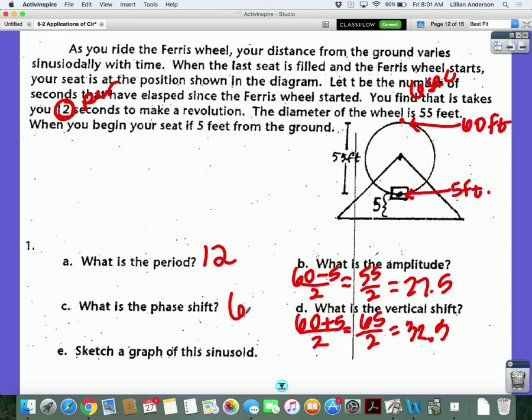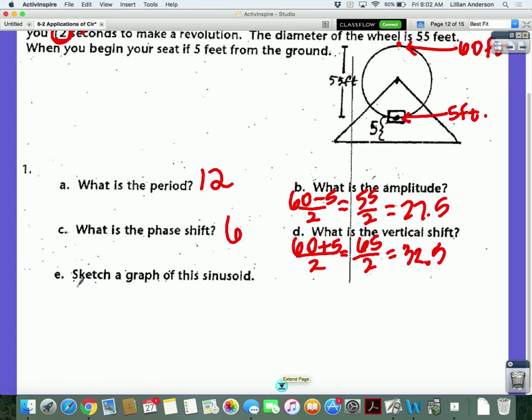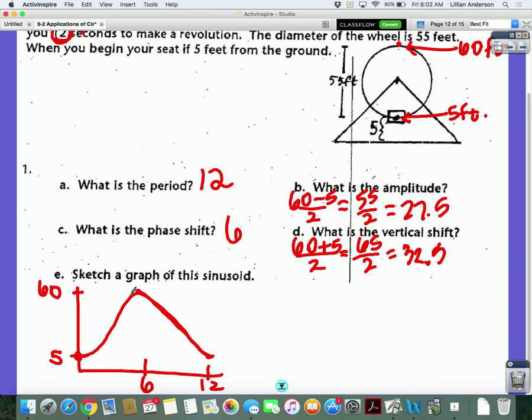And now we're going to graph this function. If you think about it, we started at 5 feet off the ground at 0 seconds. That's where we started off. And it takes us 12 seconds to get right back down to that point. Half the time, which is 6, will take us to our maximum, and our maximum occurs at 60 feet. So there you go. There's a nice little sketch. You don't need the equation to sketch this out. You can just use the problem to help you out.